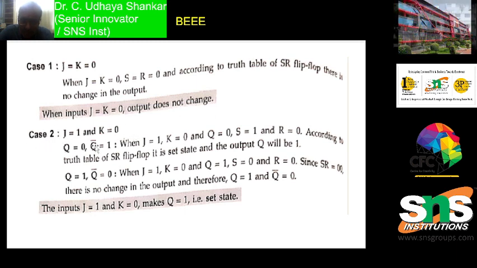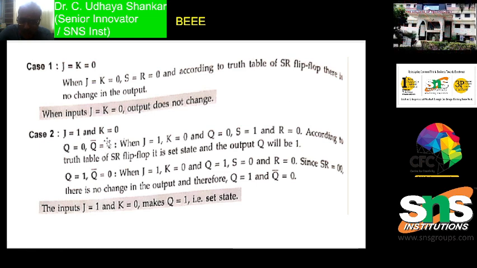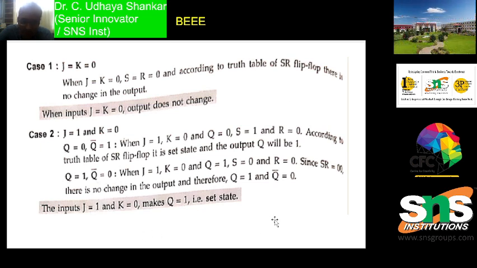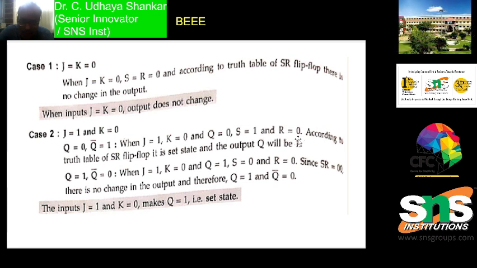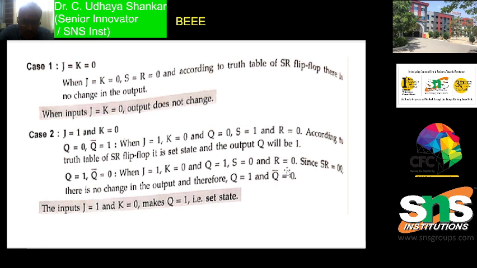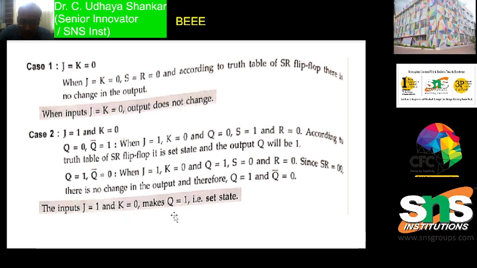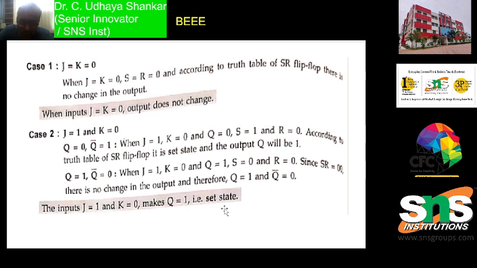Similarly, when J equal to 1 and K equal to 0, there are two conditions. One is Q equal to 0 and Q bar equal to 1. The other condition is Q equal to 1 and Q bar equal to 0. Finally, you will see that it sets S equal to 1 and R equal to 0 for one condition, whereas here it sets S equal to 0 and R equal to 0. The inputs J equal to 1 and K equal to 0 make Q equal to 1, because J equal to 1, so it goes to the set state. This is case 2.